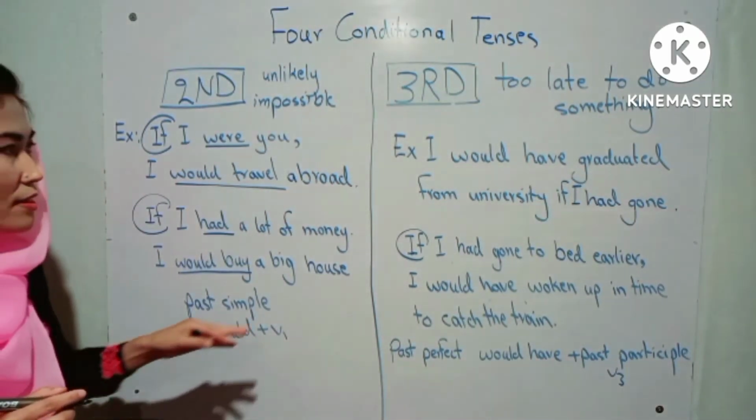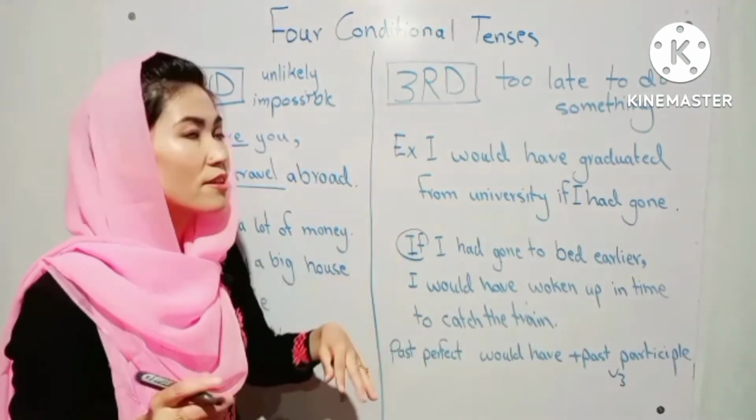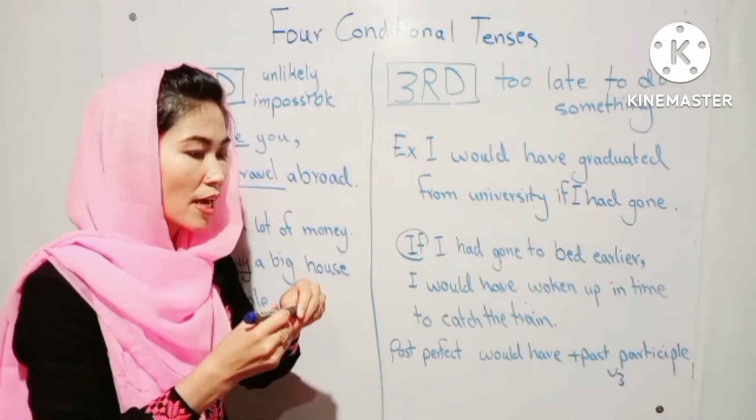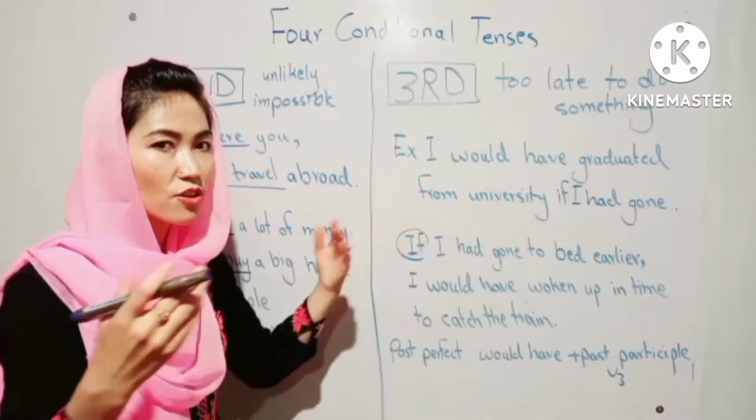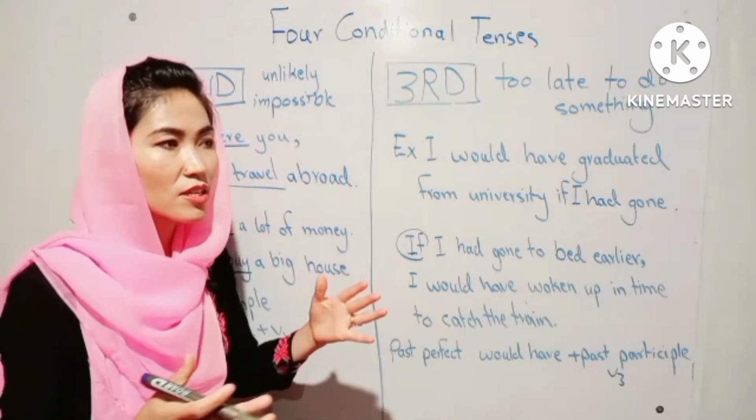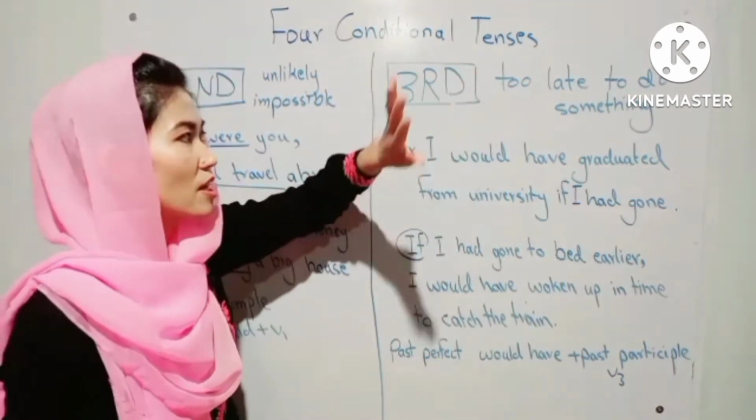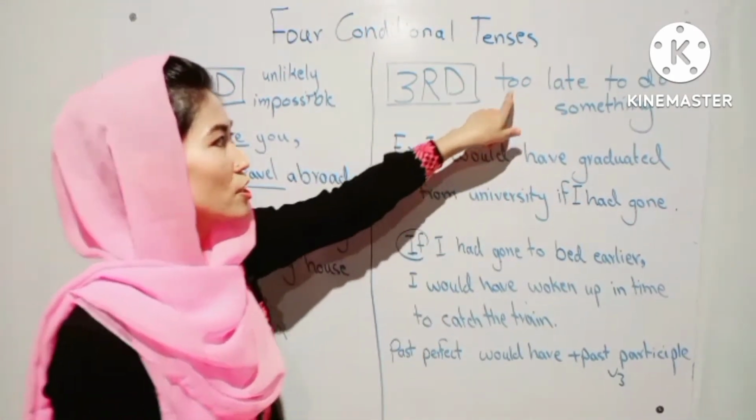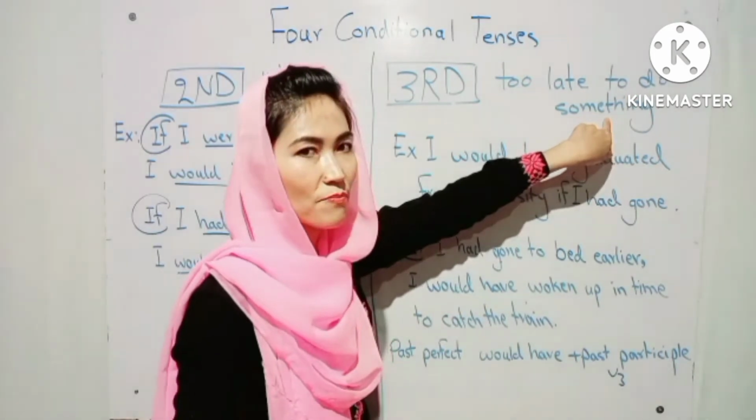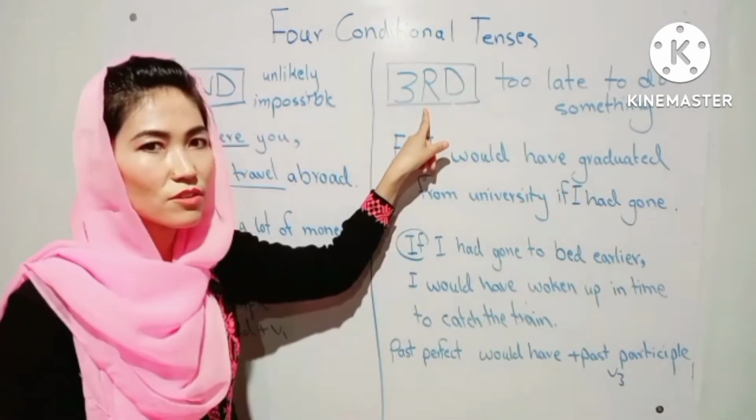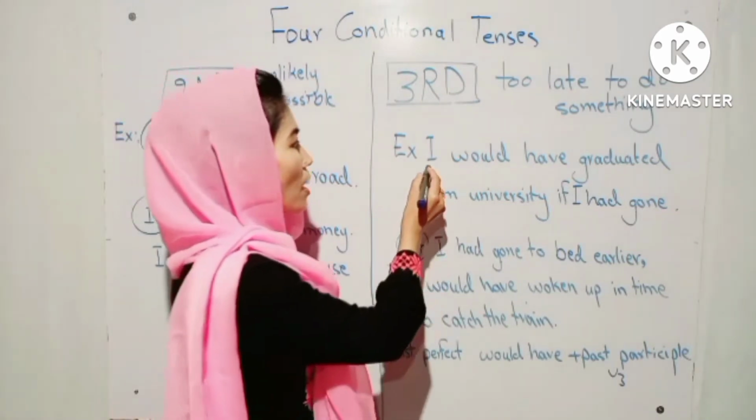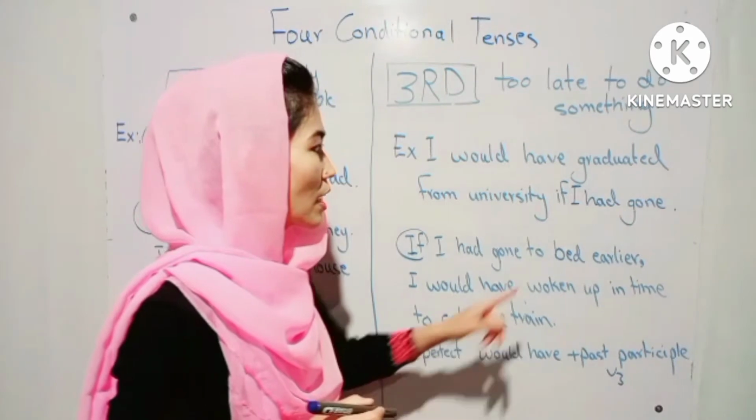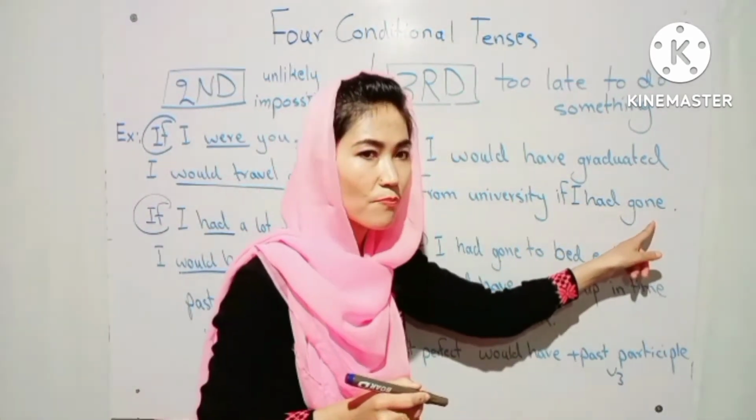Okay, so the next, it is the third conditional. The third conditional, when we are talking about, we are getting farther and farther from the real thing, and possibly things that are not going to happen. It's not going to happen. Okay, too late to do something. So we use the third conditional. Example: I would have graduated from university if I had gone.